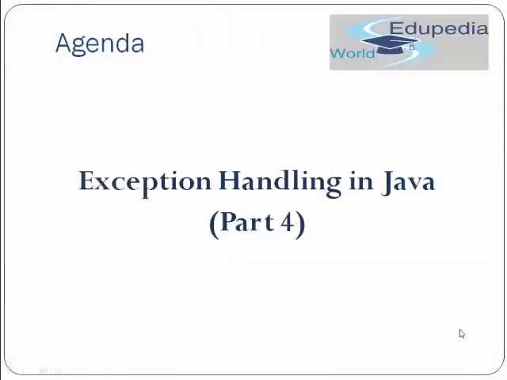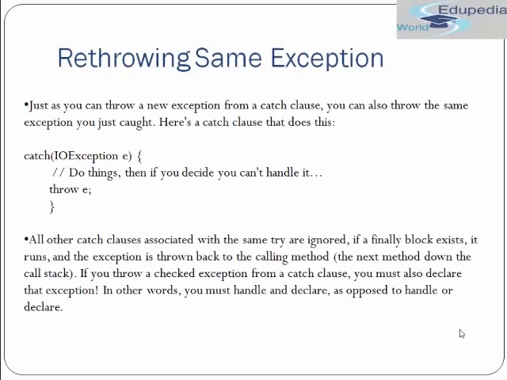In this tutorial, we are going to cover part 4 of exception handling in Java. We are going to see two major topics. One is rethrowing the exception and the other is creating your own exception. So let's begin. The first topic is rethrowing the same exception. That means if an exception is thrown and we are throwing the same exception again. So let's see how we can do that.